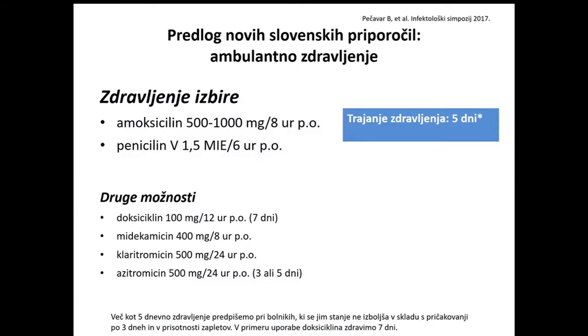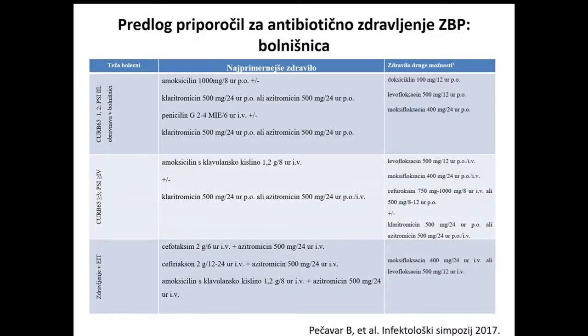These are the Slovenian guidelines, not translated on purpose. For ambulatory treatment, amoxicillin, penicillin, 5 days, and then doxycycline or midecamycin, preferably not Claritro or Azitro because of prolonged half-life and the problems I mentioned before. We have the macrolide resistance, and then in inpatients, amoxicillin plus minus, and if it's more severe, we go to clavulanic, and the most severe, the ICU, is the third generation.